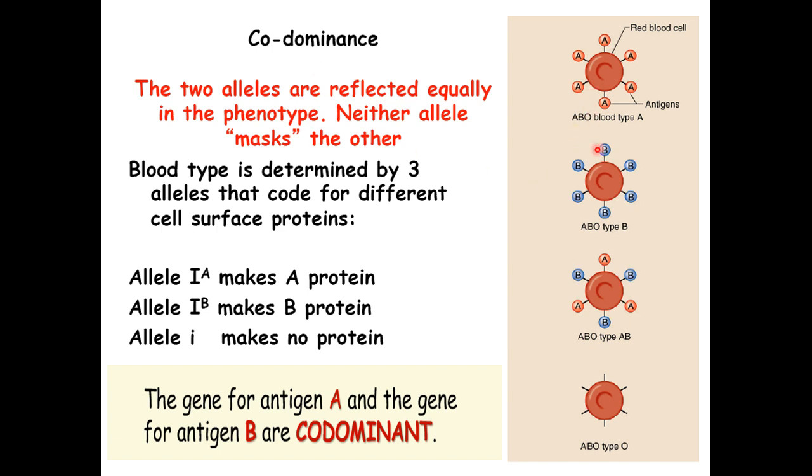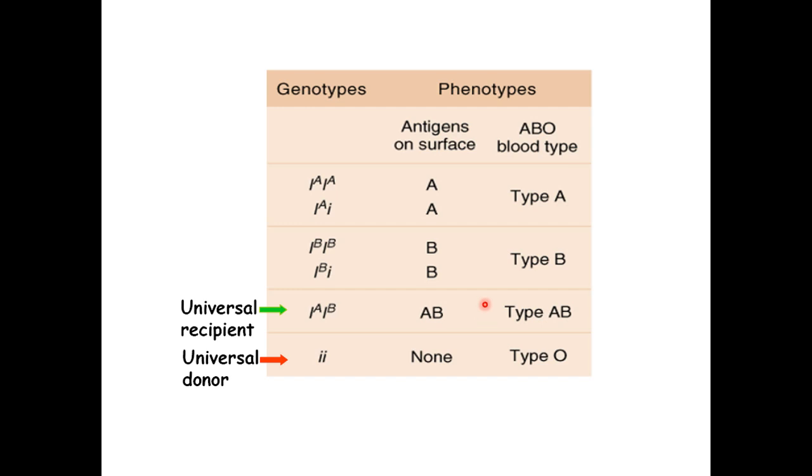If A and B both happen on the surface of the red blood cell, they are codominant. That means they both express. So let's look at another picture. So if you look at this, you know that when you get blood, A type blood usually has to get A, but here's an example. If you have AB blood type, you can get blood from anybody, okay? So it's called universal recipient because it has both antigen A and B.